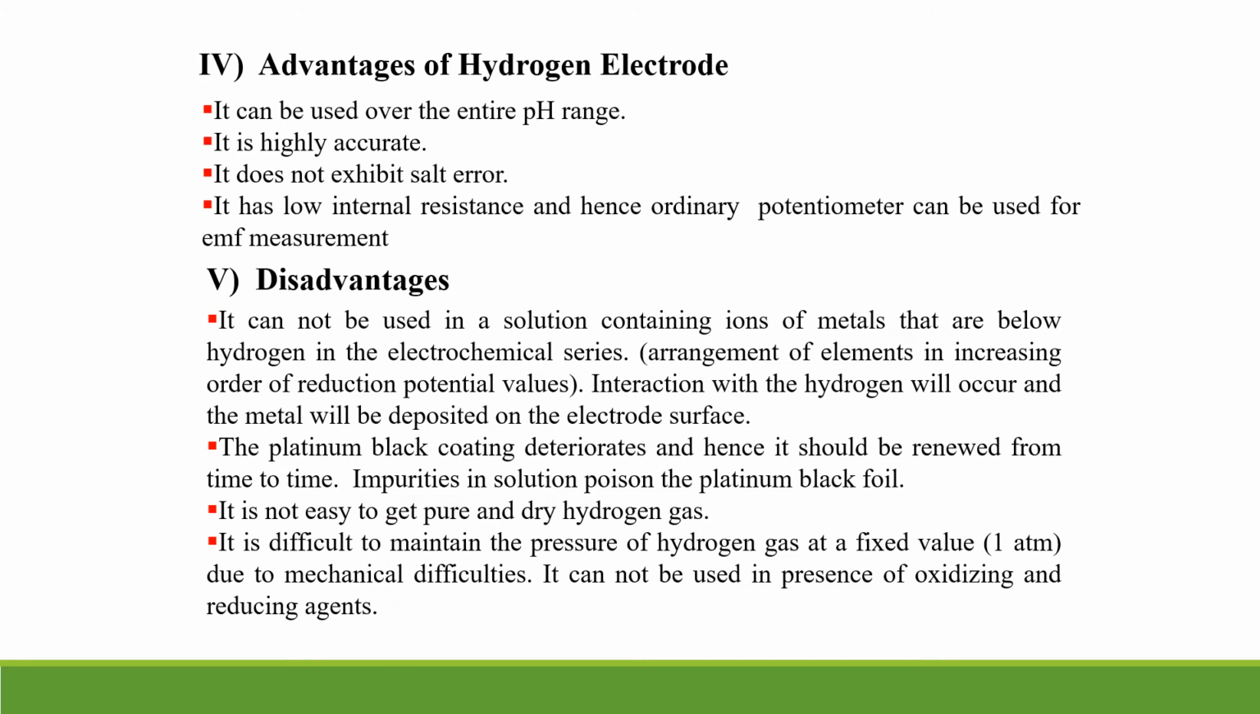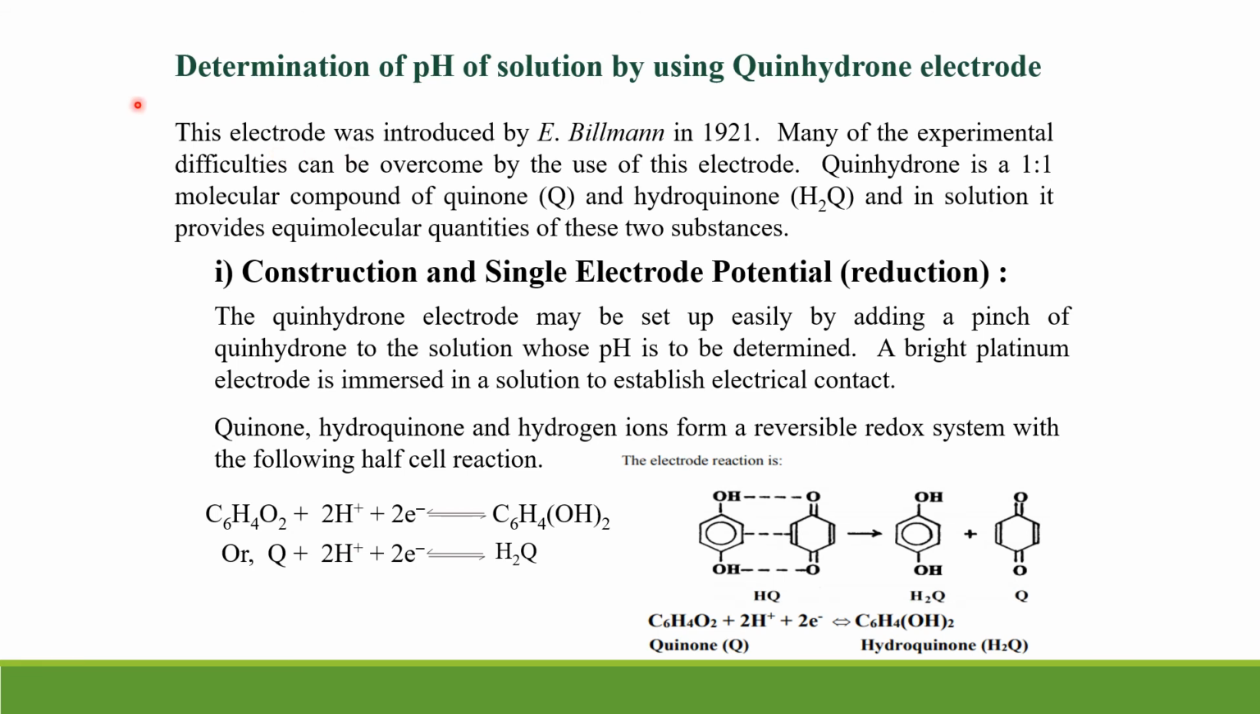So to overcome these disadvantages, we can determine the pH of a solution by using a more profitable electrode, that is the quinhydrone electrode. This particular electrode was introduced by the scientist E. Billman in the year 1921. Many of the experimental difficulties can be overcome by the use of this electrode. Quinhydrone is a 1:1 molecular compound of quinone, represented by Q, and hydroquinone, represented by H2Q. And in solution, it provides equimolecular quantities of these two substances.